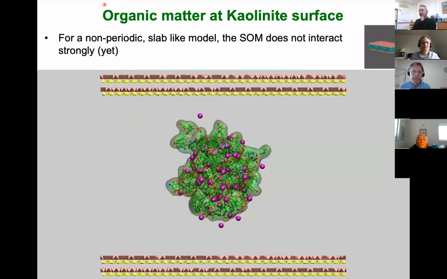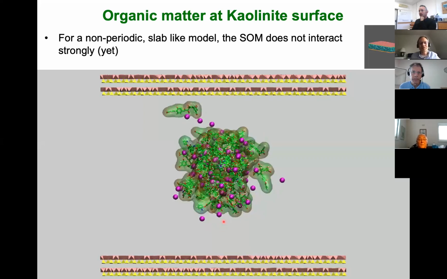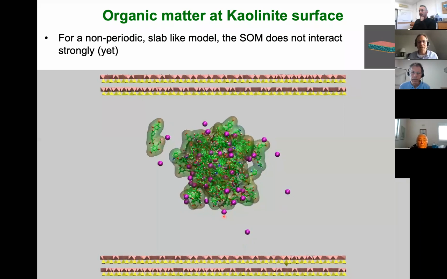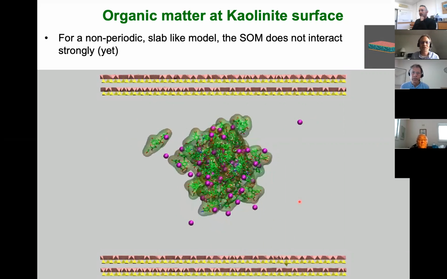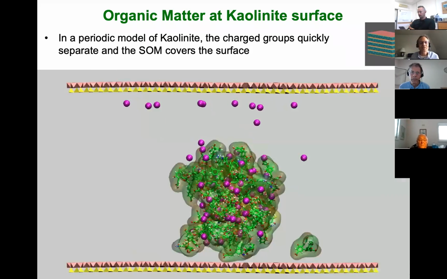So now we have a layer of kaolinite and a probe of our organic material, and we look at whether they interact with each other. The space in between is filled with water molecules that you actually don't see, because if I would show them, you wouldn't see anything. And what you can see here is that if we just simulate this, in the slab kind of model where there is no knowledge of the periodicity, there's not a very strong interaction yet. Maybe the simulations are too short still. We're looking at that. This is really very fresh still.